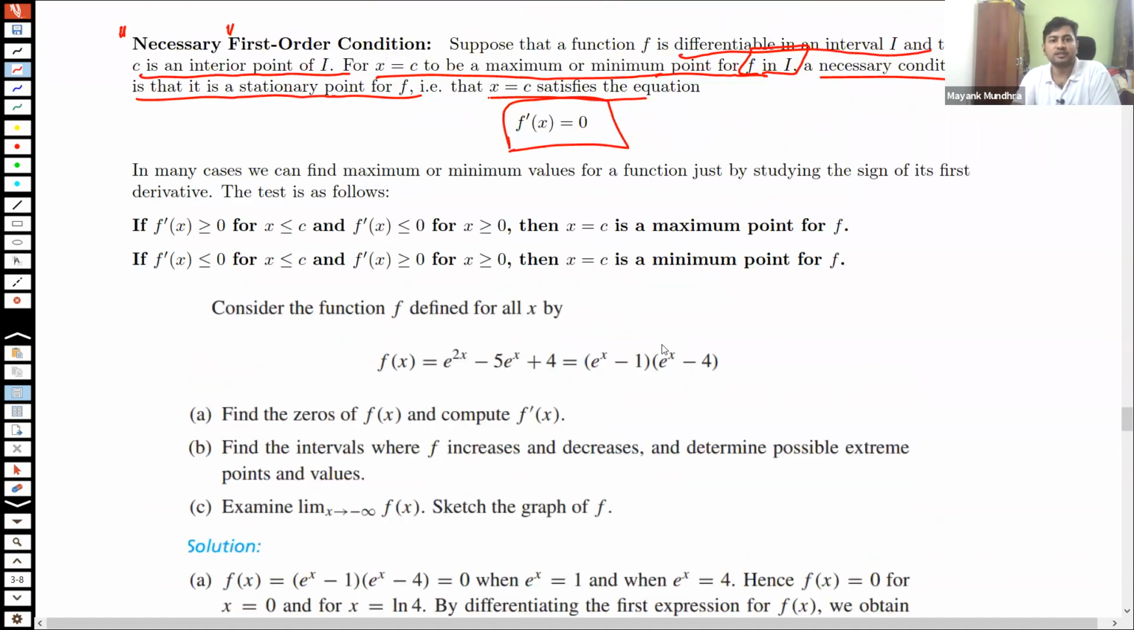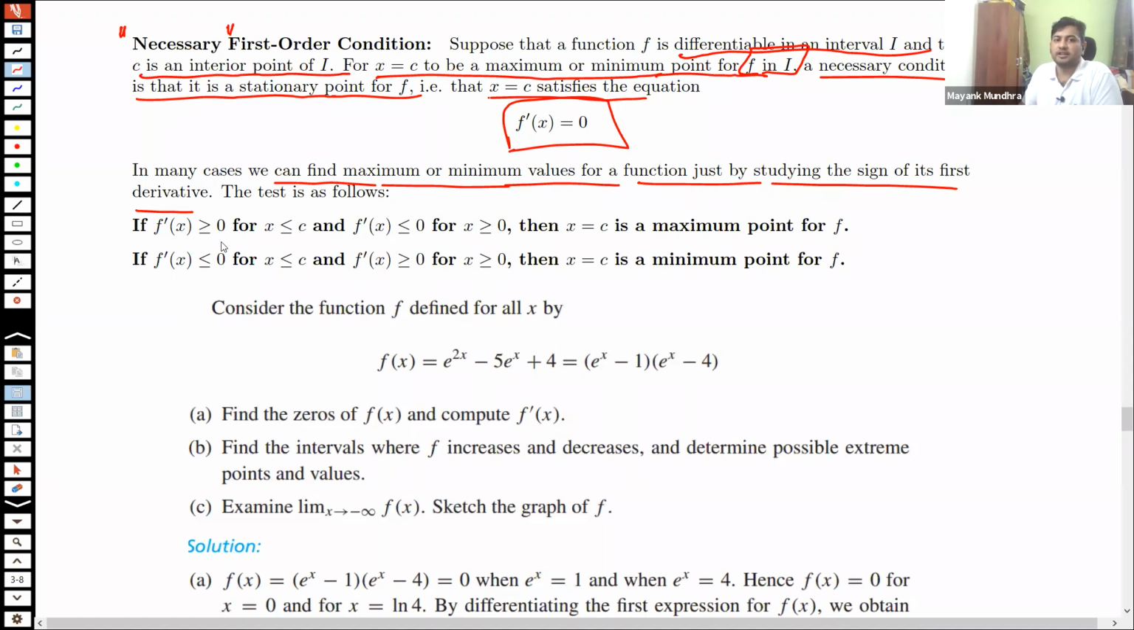Okay, we'll come to the sufficiency condition in a bit. First, we look at some cases. In many cases, we can find maximum or minimum values for a function just by studying the sign of its first derivative.